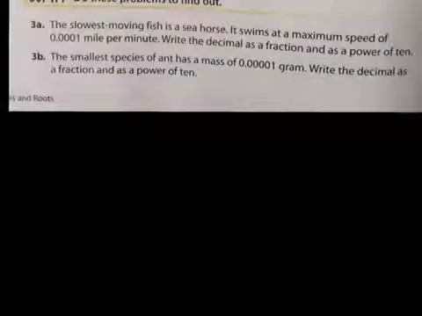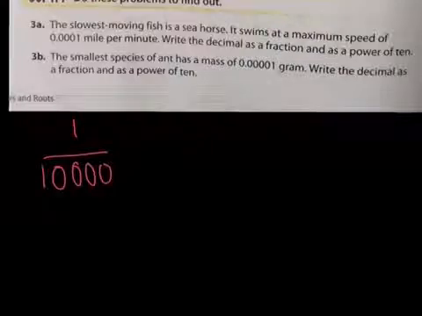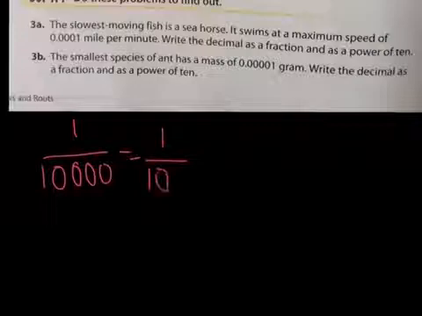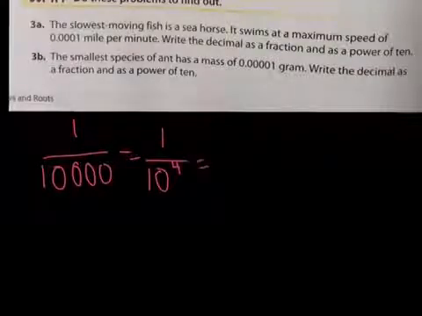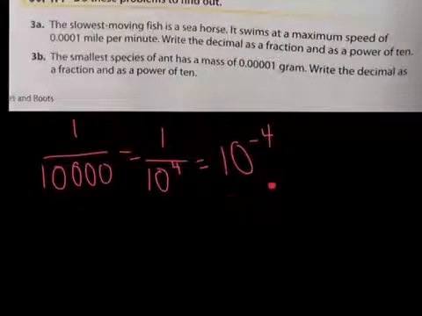So I would just simply write it as 1 in the 10,000th place, right? But since we know that we have 4 zeros, we can also write it as 1 over 10 to the power of 4. Let me erase that. This would be an exponent, 10 to the power of 4. And we could also write it as, if we want to get rid of the 1, 10 to the negative 4th power. I hope this makes sense to you.